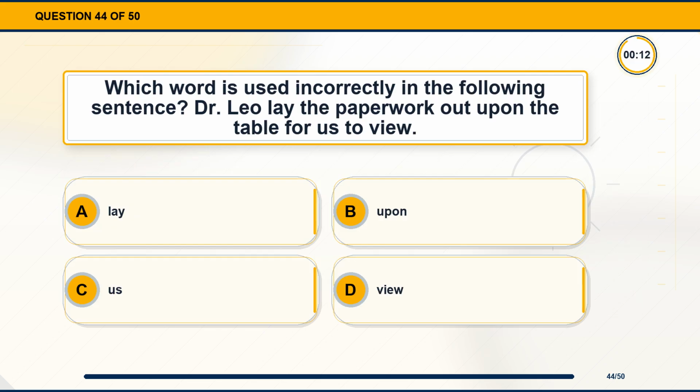Question 44. Which word is used incorrectly in the following sentence? Dr. Leo lay the paperwork out upon the table for us to view. Option A, lay. Option B, upon. Option C, us. Option D, view.